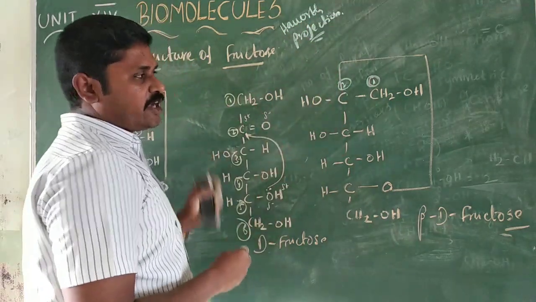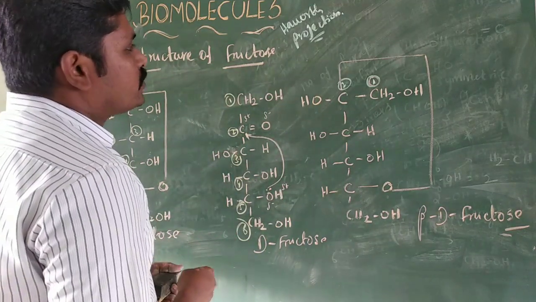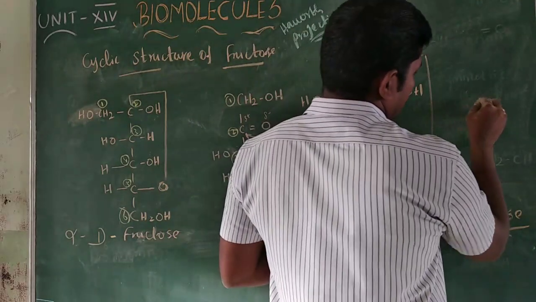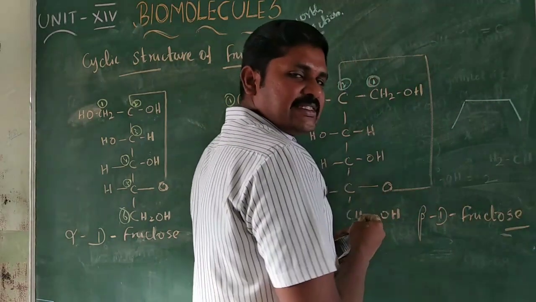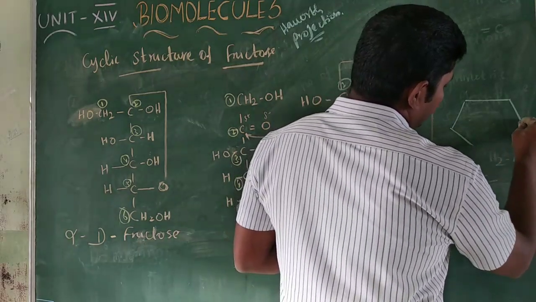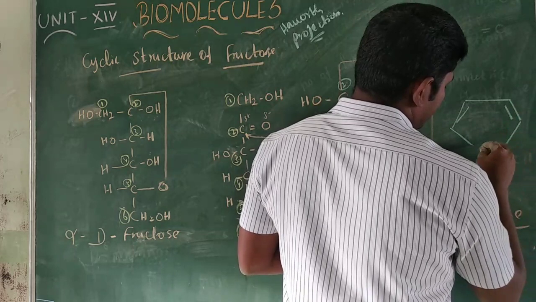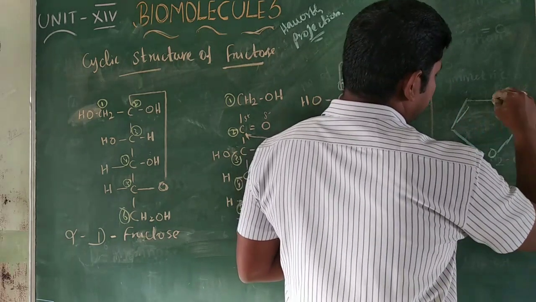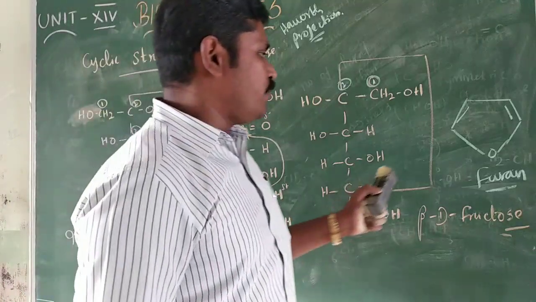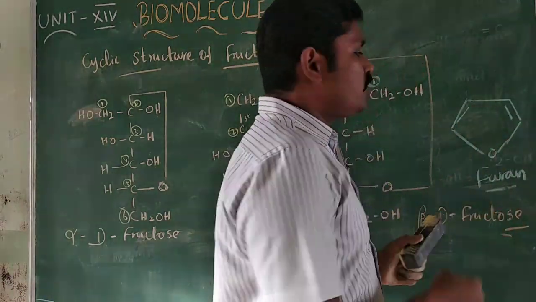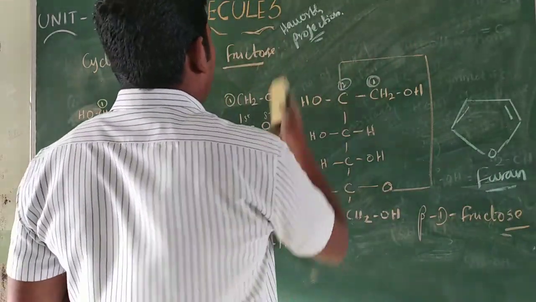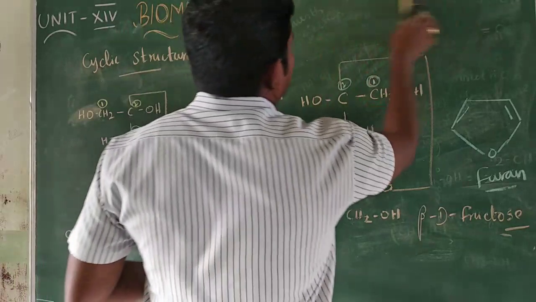The Haworth projection of the cyclic structure of fructose. The cyclic structure of fructose is the same as the furan structure, while the glucose structure is the same as pyran, the pyranose structure. This structure is furan, a five-membered ring. So four carbons in the cyclic form and one oxygen. The cyclic structure of fructose.